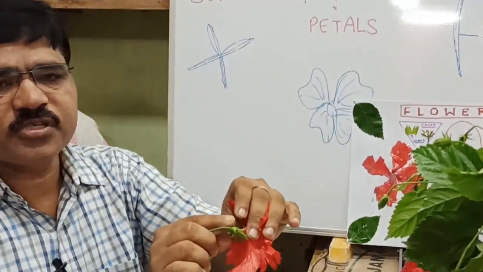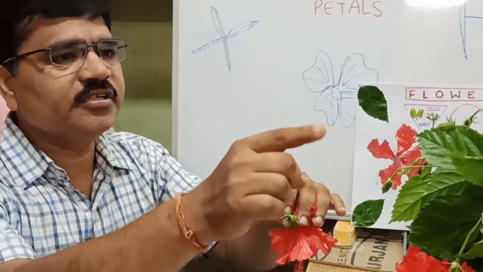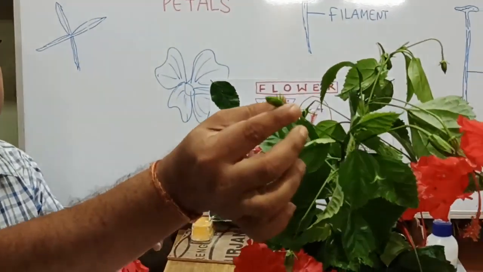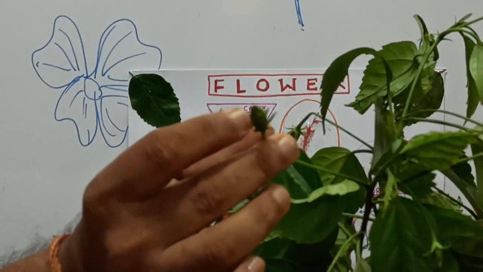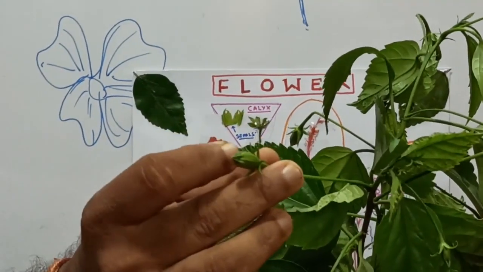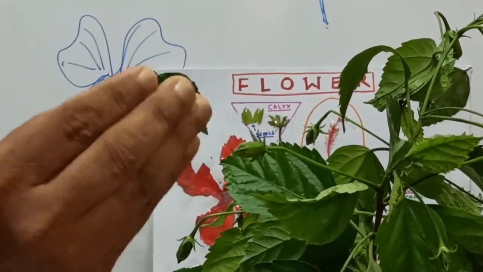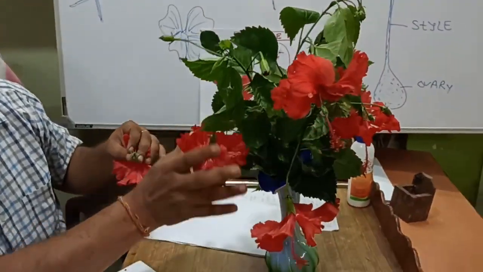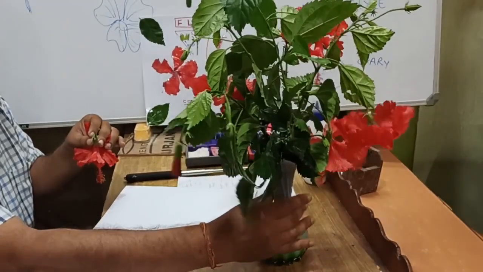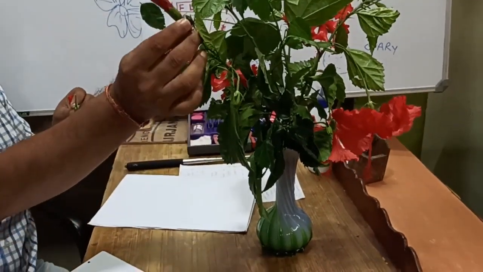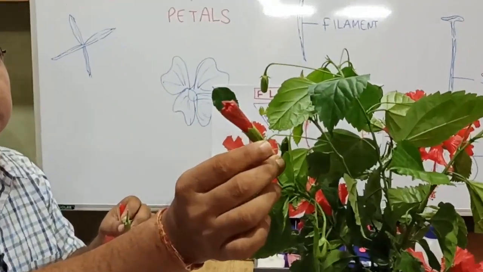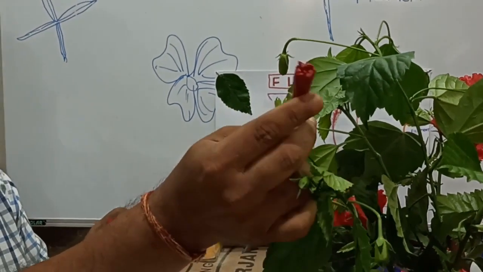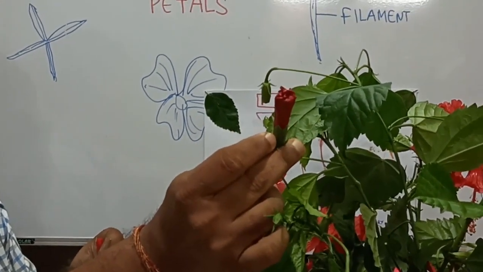What is the function of this sepal? When the flower is in bud stage, can you see here? See, this is the bud of the flower. So the calyx protects the flower in its bud stage. You can see another flower. You can see here the flower is going to bloom. So this lower part that you are seeing, it is calyx.